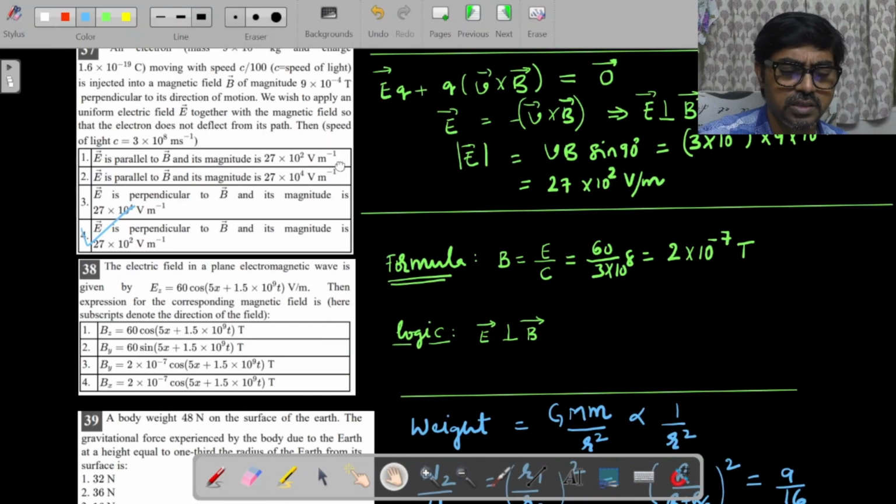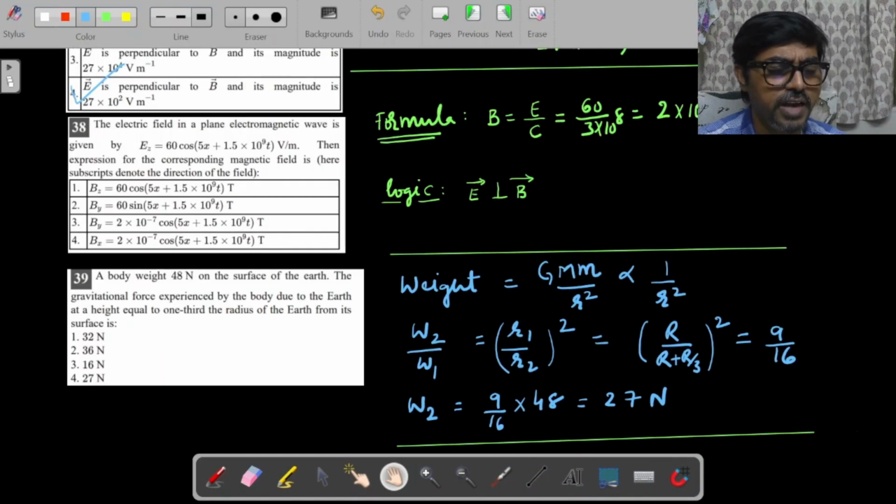Alright, so I think this is simple only. Now let us go to 38th question. The electric field in a plane electromagnetic wave is given by Ez. Ez they had given along z direction 60 cos 5x plus 1.5 into 10 power 9t volt per meter. Then expression for the corresponding magnetic field is.